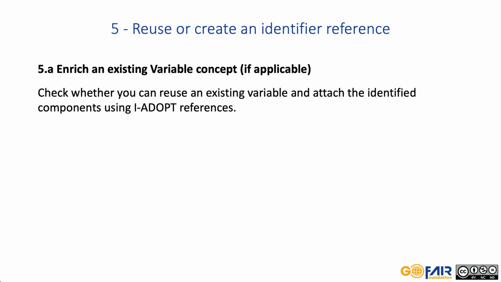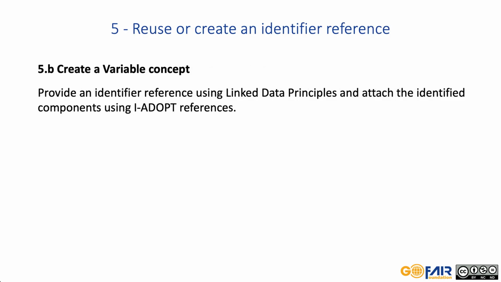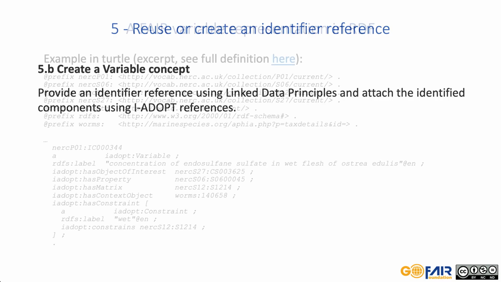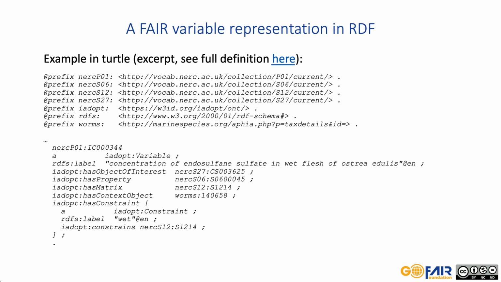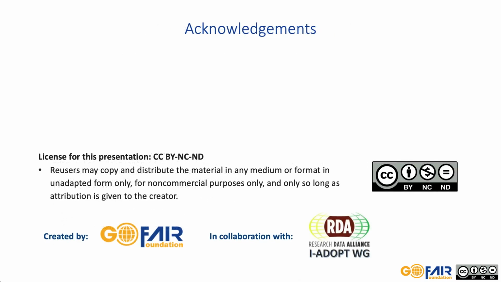iAdopt associations. If you can't reuse an existing variable, get a URI for the variable for its identifier reference using linked data principles, like SKOS, and attach the previously identified components according to the iAdopt ontology. Once published as a semantic concept according to the iAdopt framework, it can be downloaded in RDF as a rich knowledge graph. Thank you for watching this video.